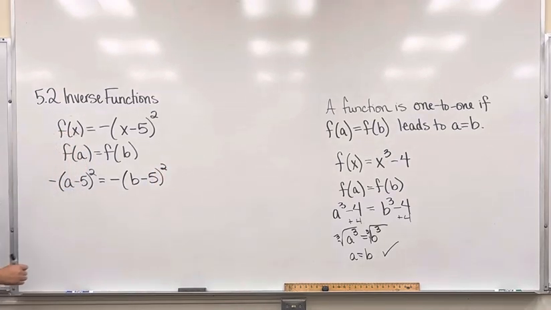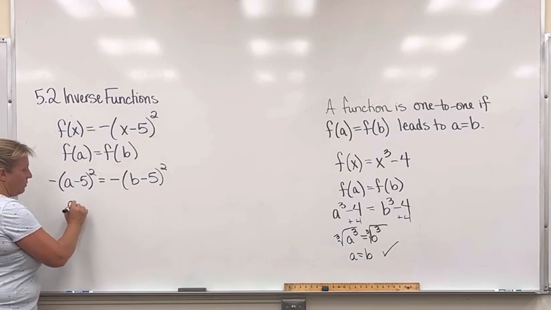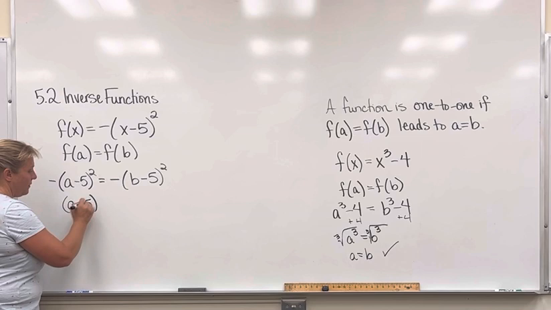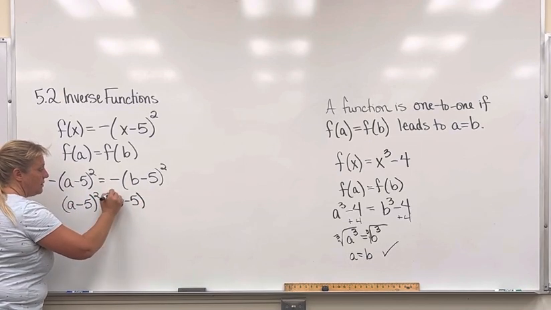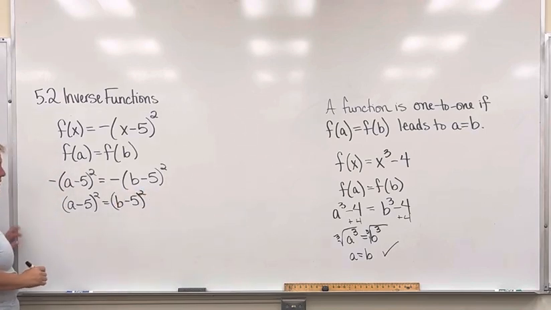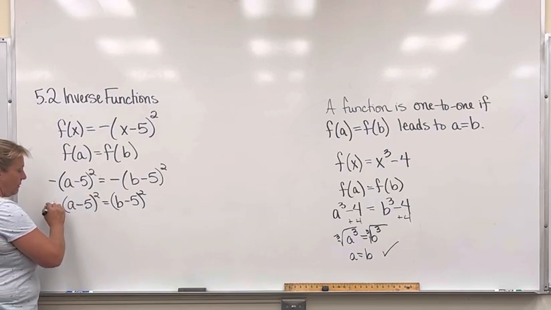And again, the idea is to try to eliminate values and stuff. So if we've got a negative on both sides, aren't they going to cancel each other out? So we really don't need the negatives on both sides, so that cancels out. Now, can we take the square root and eliminate the squared here?